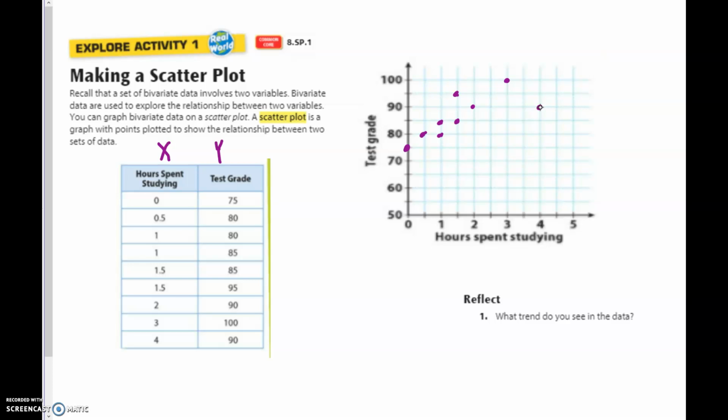So what trend do we see in the data? We see that the more you study, the better you do. This is a positive trend. The more you study, the better you do. So the more you study, the better results you have.